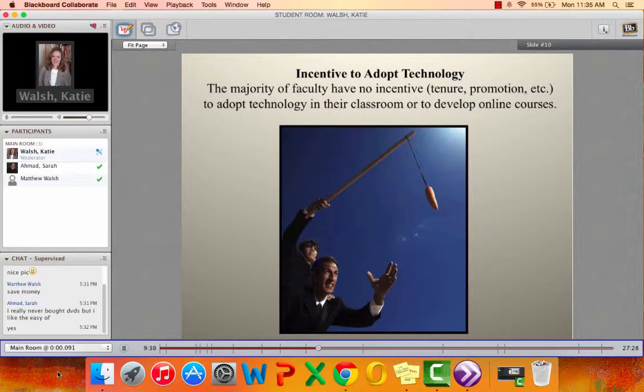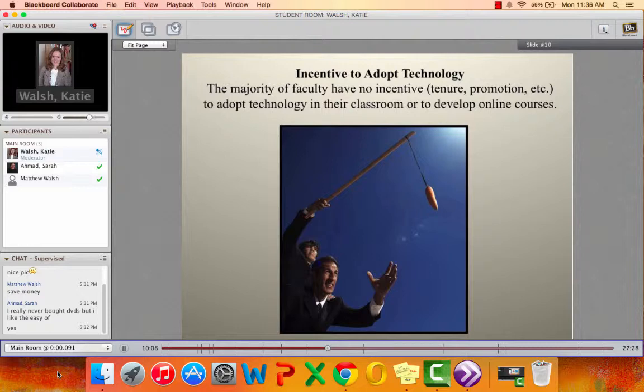When it comes to tenure and promotion, they're usually evaluated, if you're at a research institution, on books and journal articles, publications, maybe service work, but not for the time it might take to adopt a new technology in your classroom or to develop an online course. So I think if we're going to effectively integrate it, we first have to get faculty on board, and we have to reward those who are able and interested in adopting this new technology.